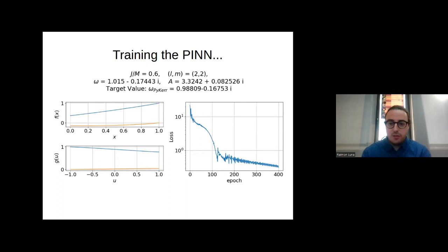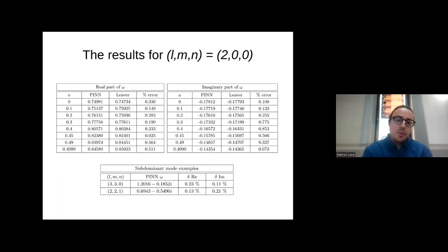Regarding overtones, here's something that we need to compare. We chose this 2.0.0 mode, which is the one in Leaver's paper, just to compare with the same numbers. It's not for black hole spirals, it's not the most excited, but anyway. With 2000 iterations, we got something that is below 1%.